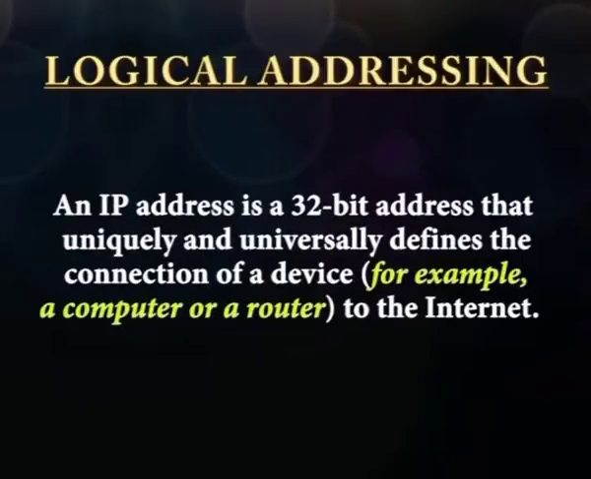An IP address is a 32-bit address that uniquely and universally defines the connection of a device, for example, a computer or a router, to the internet. It is a numeric identifier that is assigned to each machine on an IP network. IPv4 addresses are unique in the sense that each address defines one and only one connection to the internet. Two devices on the internet can never have the same address at the same time.